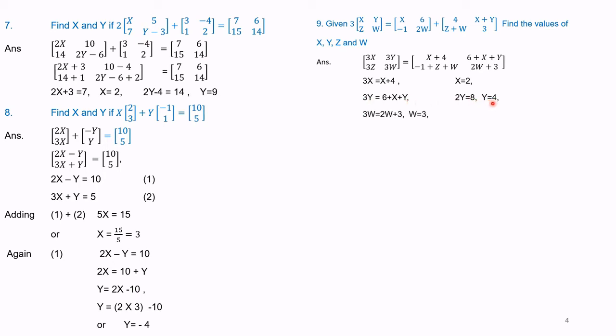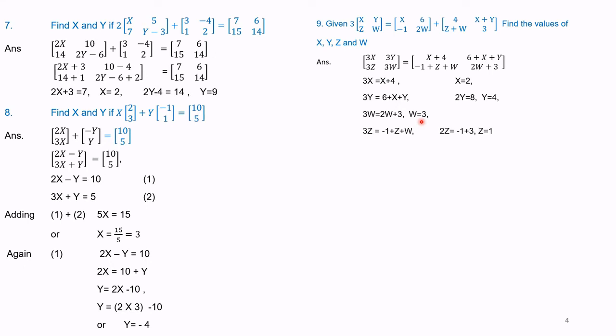The next step is we compare the fourth element, that is 3w is equal to 2w plus 3. Therefore, 3w minus 2w is equal to 3, so w is equal to 3. So, we have found the values of x is equal to 2, y is equal to 4 and w is equal to 3. Next, we have to find the value of z.